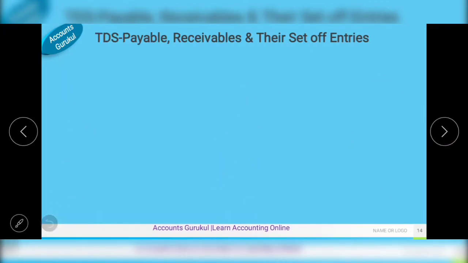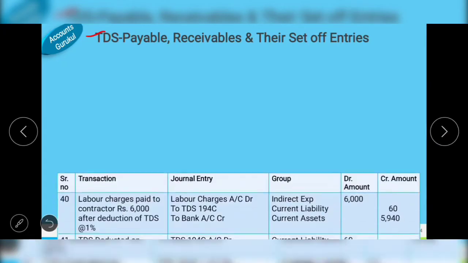Now we are going to discuss TDS payable, receivable and their set of entries. How we are going to pass the entry at the time of TDS payment, when we receive any payment again after deduction of TDS receivables, and how it's going to be set off. That entry we have to understand from this slide.